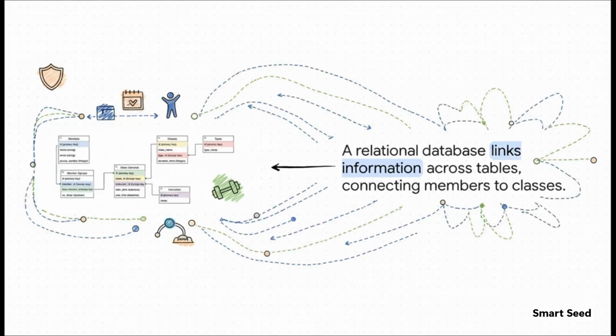Now, here's where the real magic happens. Look at this diagram. It's a simple database for a gym. You see how the members table connects to the member signups table? And that table connects to the class schedule? This is the relational part of the name. It's what lets the database create a link, a relationship between you, the member, and that yoga class you signed up for on Tuesday at 6. It's this beautiful web of interconnected information.